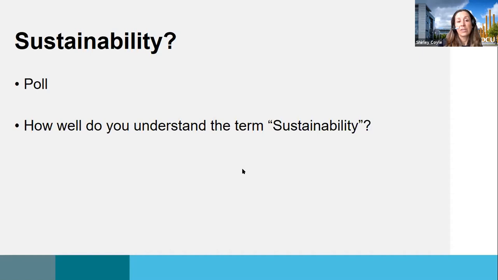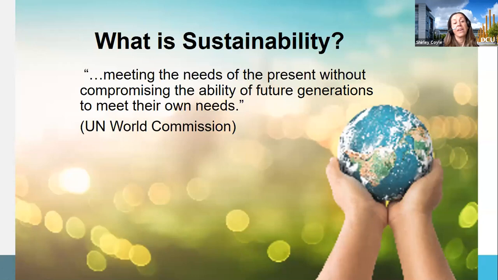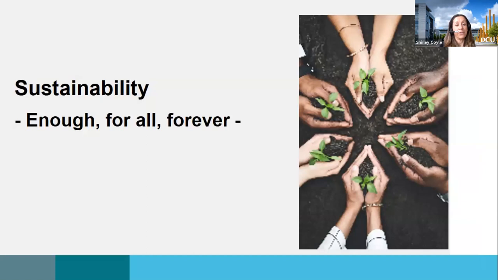So moving on. If we look at the definition of sustainability, according to the UN World Commission, sustainability is about meeting the needs of the present without compromising the ability of future generations to meet their needs. And I like this definition, which says enough for all forever. And that just sums it up in a very nice, concise way.